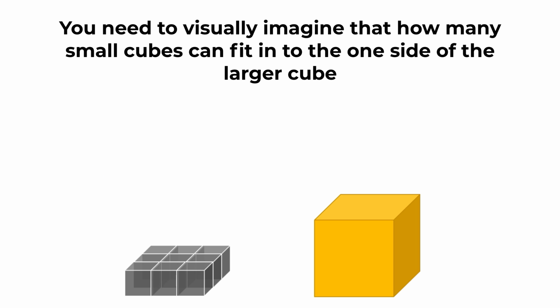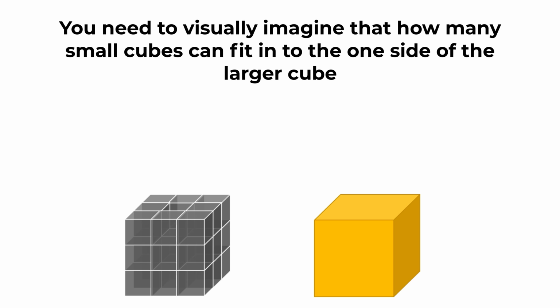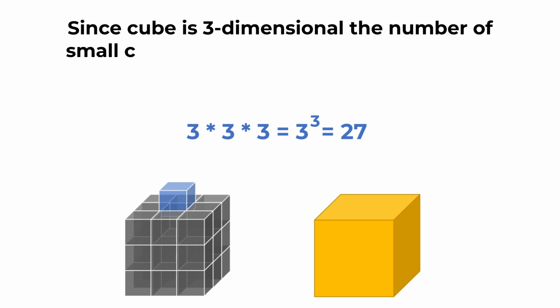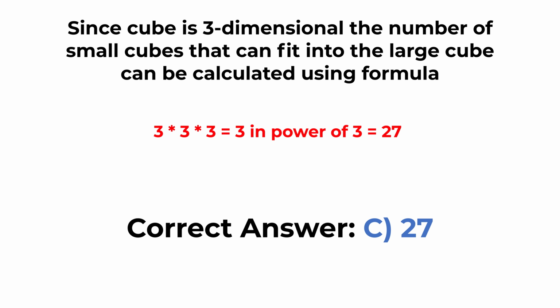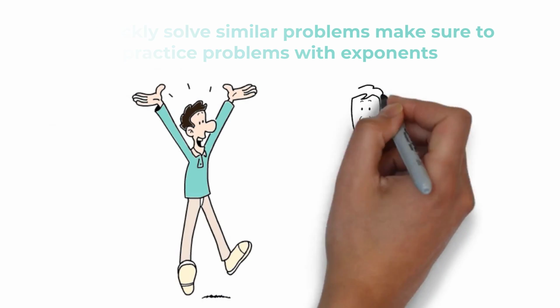And since a cube is 3-dimensional, the number of small cubes that can fit into the large cube can be calculated using the formula 3 multiplied by 3 multiplied by 3, which is equal to 3 cubed. That's where the word cube might be coming from, which equals 27. So the correct choice here is choice C, 27. Hopefully you've nailed this question and now know how to answer similar problems on the test.